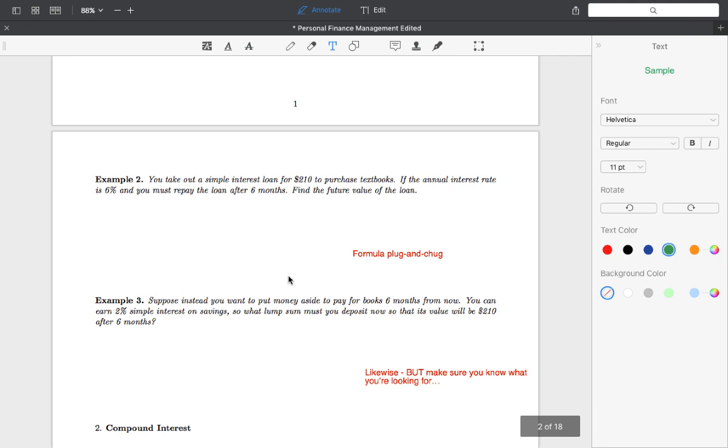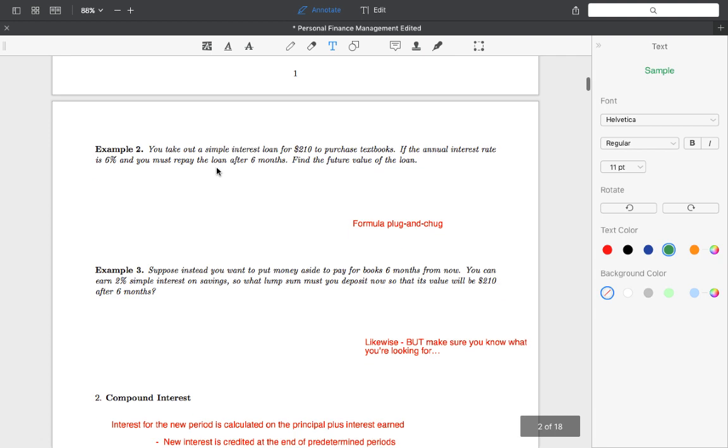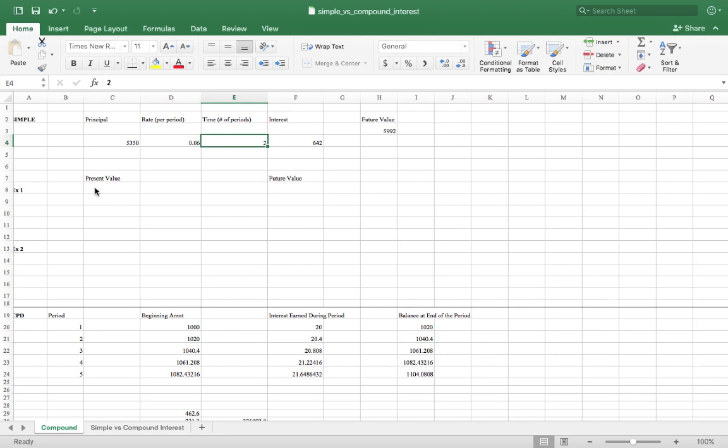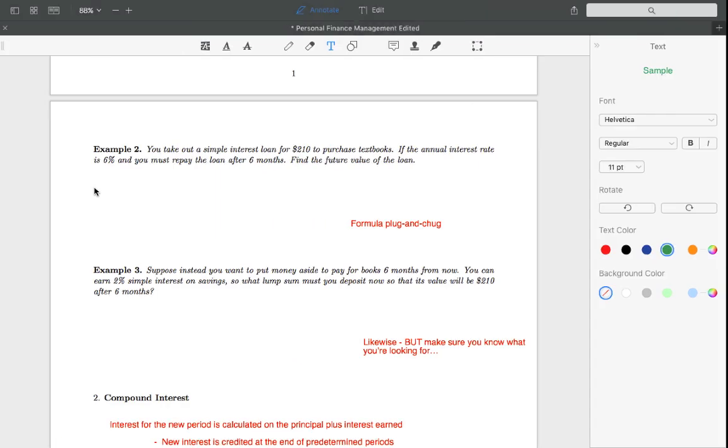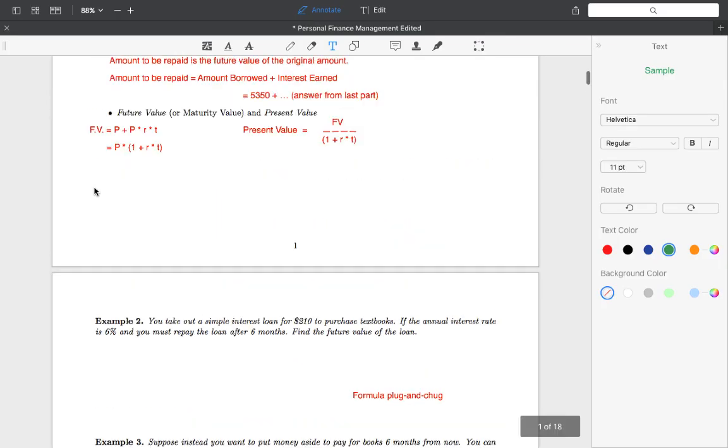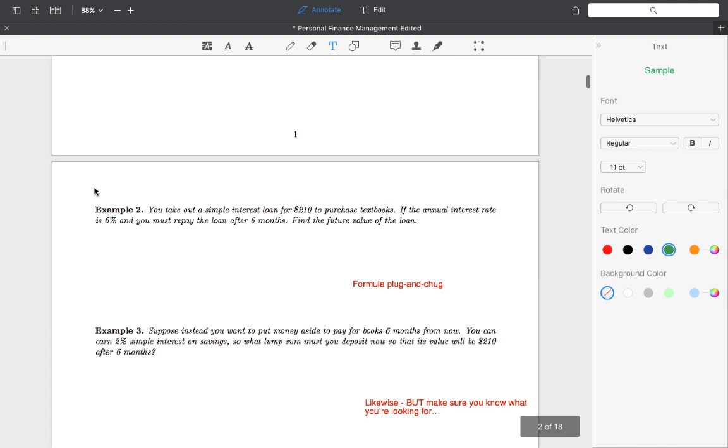So here are two basic examples that I want you to try. Example 2 and example 3. There's a spot right here in the Excel sheets that I'm giving you to work them out. And the idea is to get used to playing around with Excel while also figuring out, do I know what present and future value are? What are these questions asking for? Because they're a little different.